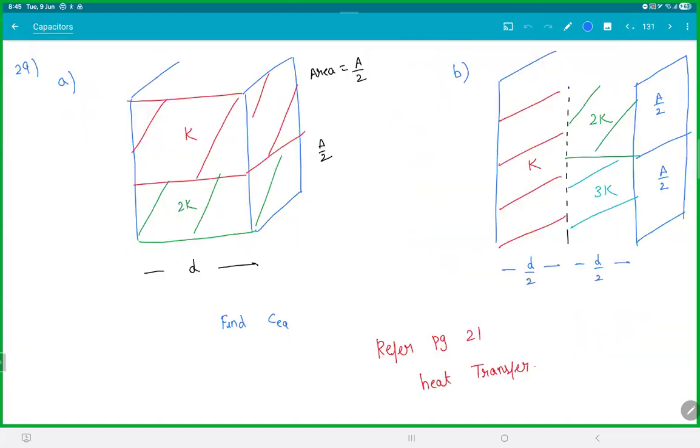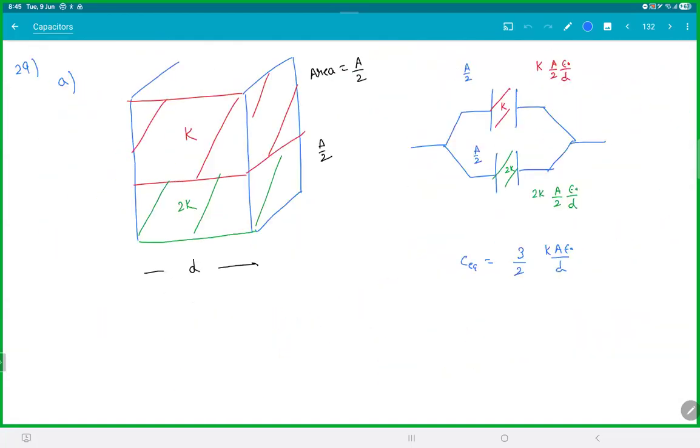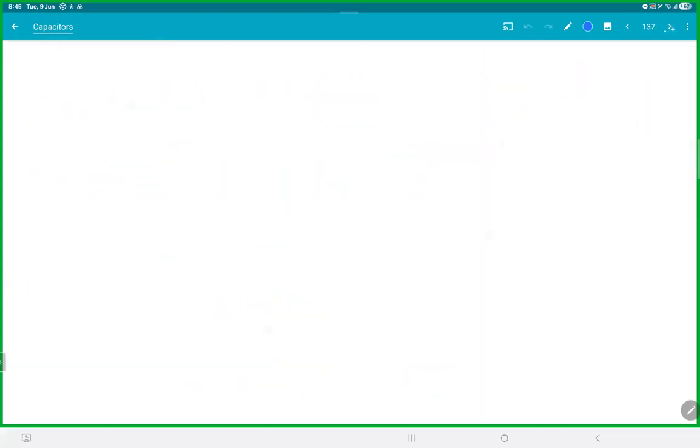So that's one more thing about C equivalent. Great. Let's see one more. Let's say we have a capacitance.